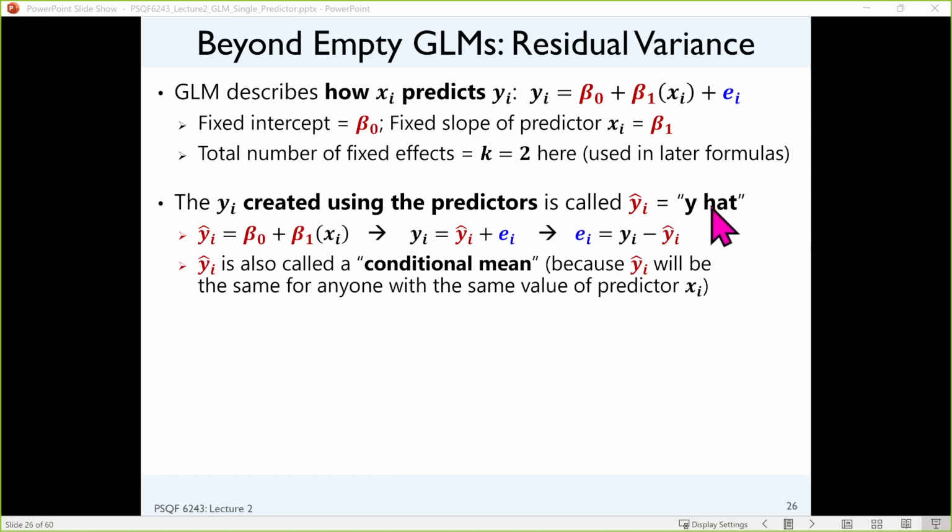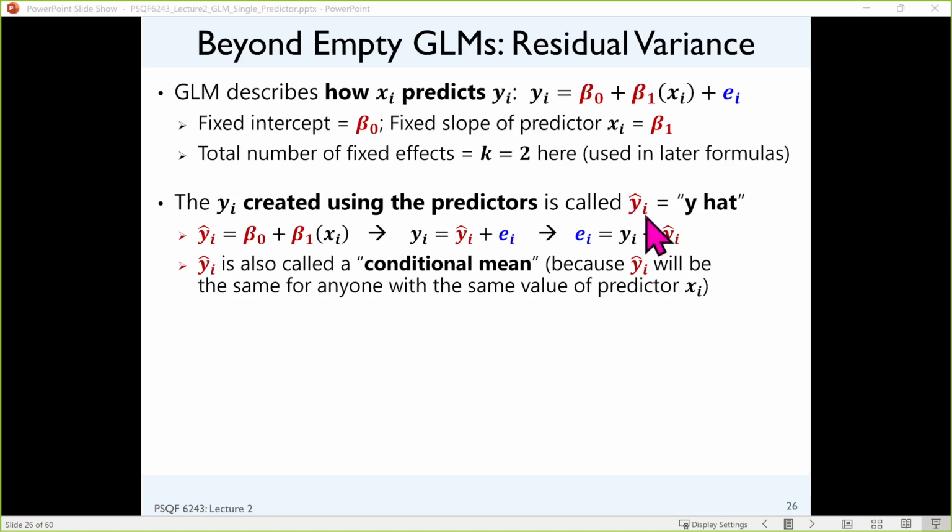So here's a new vocabulary term. The idea of what the model says your outcome should be as a function of the predictor variables that are included and their fixed effects. That prediction that's given to us by this part right here gets abbreviated into something called y hat. So the little caret thingy over this is known as a hat. It's a pointy hat. It's not a very nice hat, but that's what people call it.